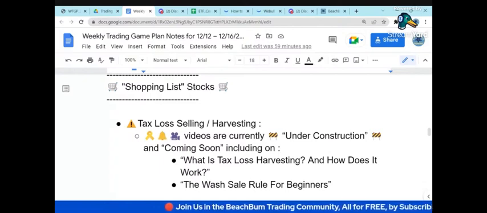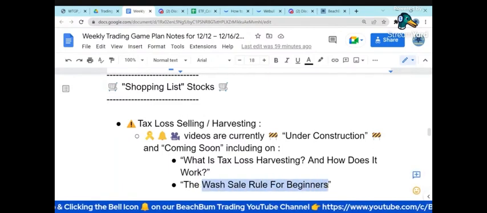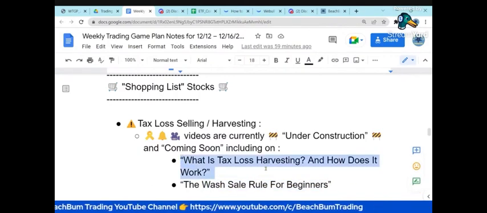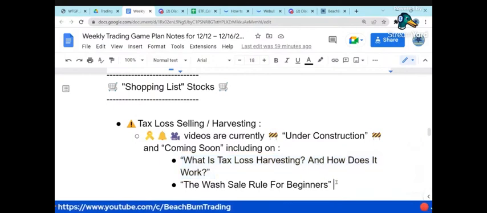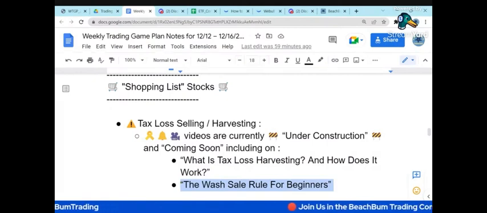Now, once we get into early January, and I'll talk about that more towards the end of the year, that changes significantly. We'll talk about how that reverses into early January. I'm also working on videos to explain in more detail what tax loss harvesting is and how it works. Also, what's the wash sale rule and how does that work? And all this month we'll talk about the implications that has on our trading strategies.